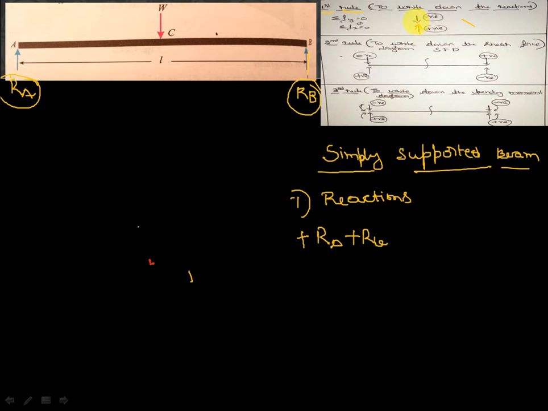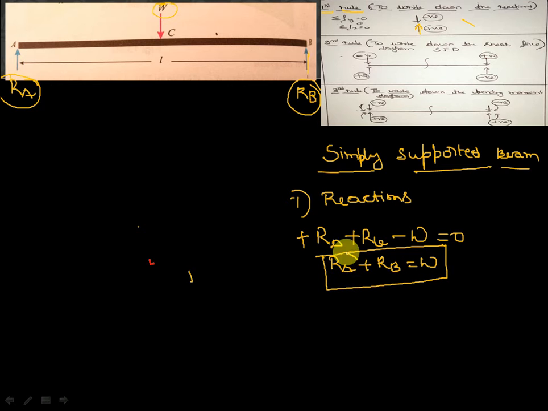If a force is acting in the downward direction, then you need to take it as negative. Which force is acting in the downward direction according to the figure? That is W. So I will write minus W, which is equal to 0. This is the first step. First you need to see all the forces and their directions. If acting upward, take positive. If acting downward, take negative. Then I can write RA plus RB is equal to W.